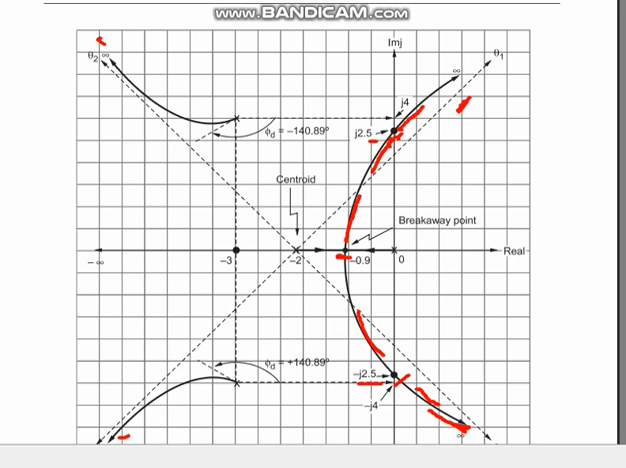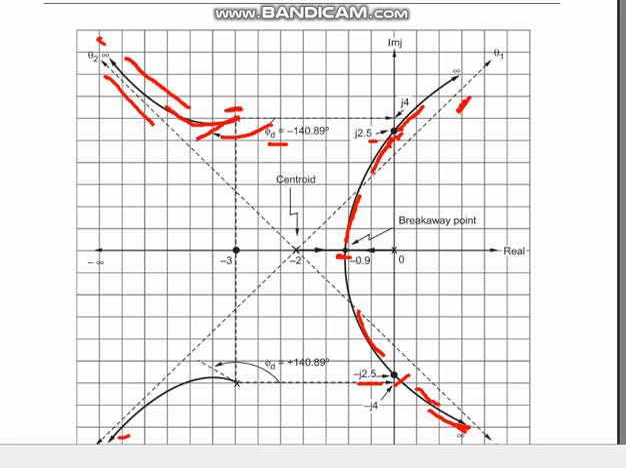And next, we have to mark the angle of departure. At one complex pole we got the angle of departure as minus 140.89 degrees. So for this point we have to mark this angle, minus 140.89 degrees. By using freehand we have to draw in this direction from this angle of departure, and then afterwards it has to go along with this asymptote parallelly till infinity.